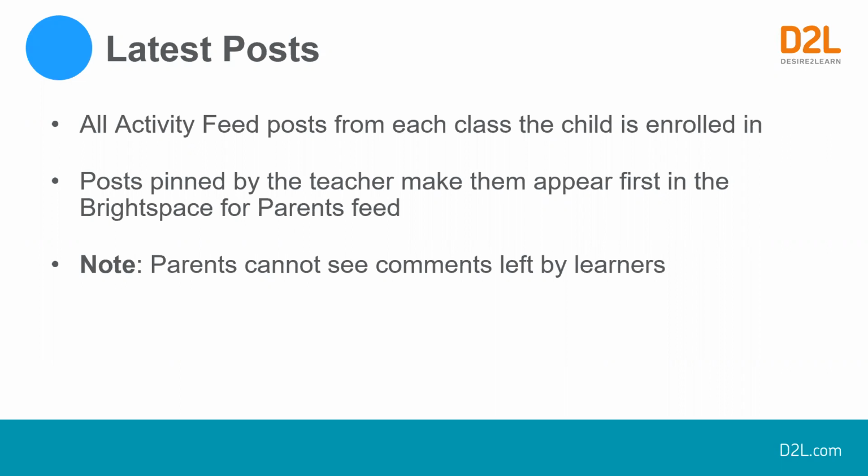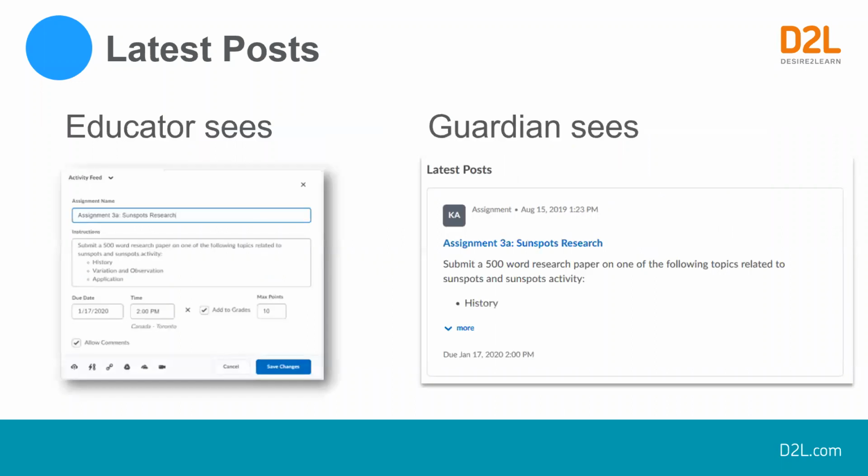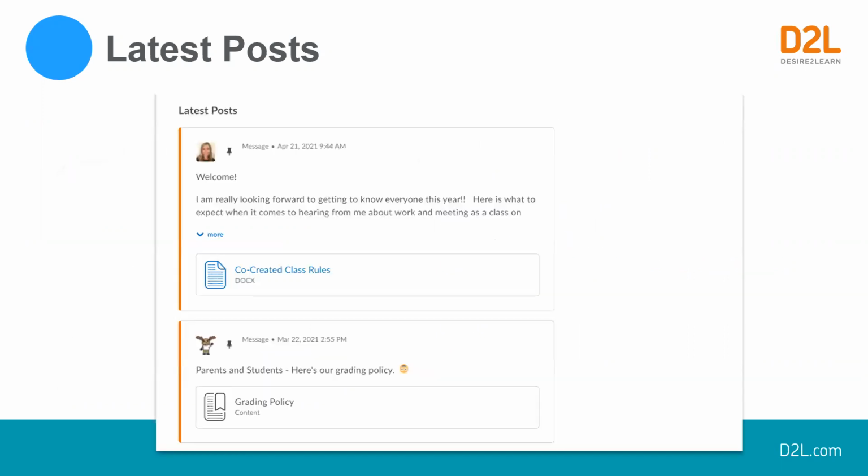So maybe if there's 2 pinned posts across 2 different classes, that will also be pinned at the top for parents to see. You also may remember that in activity feed, there's an option to have students comment on the post, and parents cannot see those comments left by learners because they may be comments by students who are not their own. So that's just a privacy reason. This is what the educator sees when they're creating that activity feed post, and then the guardian is able to see it in that same way. And then there's that whole social media type feed of the posts. I'll also note that parents can't be going into the course and seeing the different items.